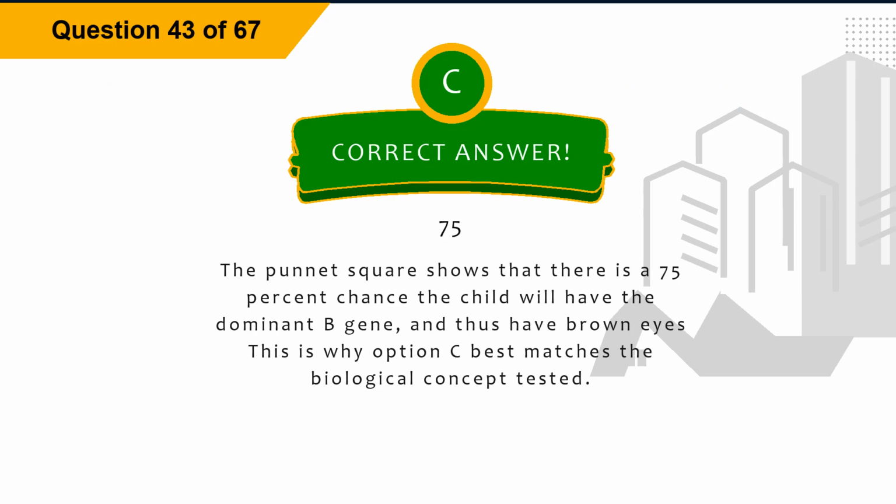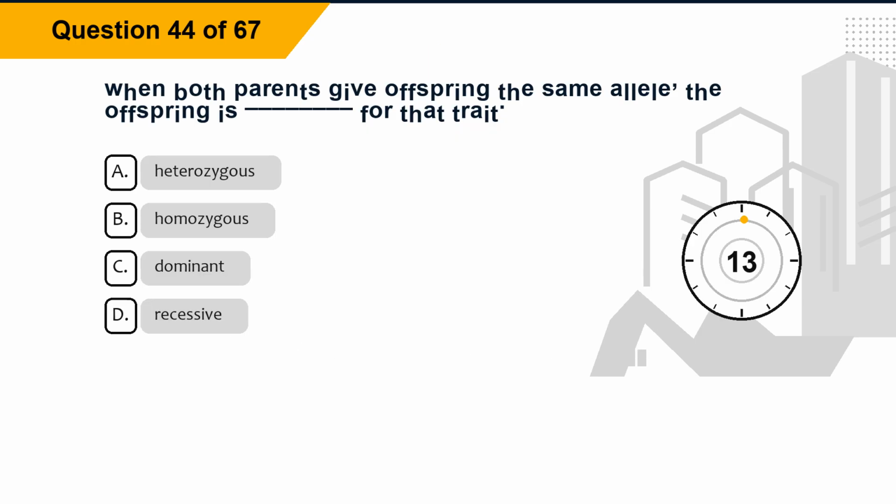Explanation. The Punnett square shows that there is a 75% chance the child will have the dominant B gene, and thus have brown eyes. This is why option C best matches the biological concept tested. Question 44. When both parents give offspring the same allele, the offspring is blank for that trait. Option A, heterozygous. Option B, homozygous. Option C, dominant. Option D, recessive.